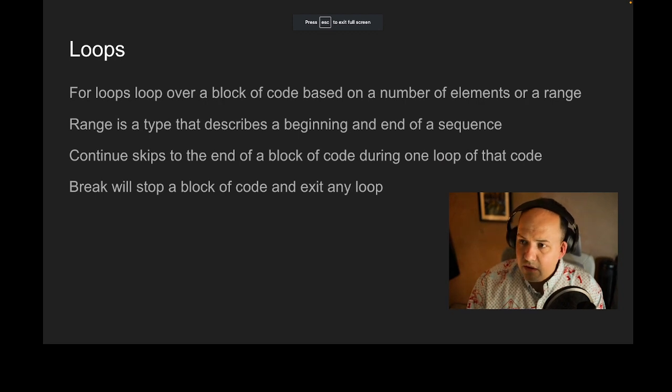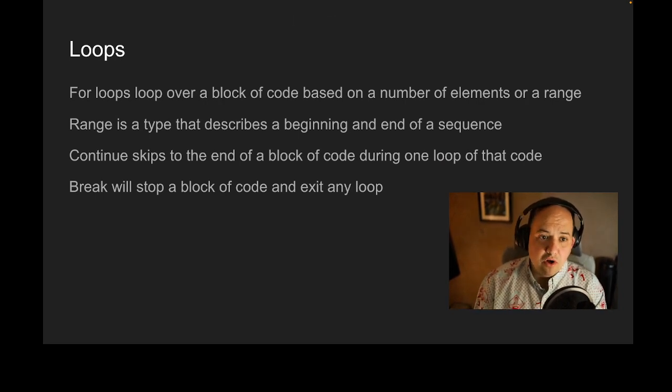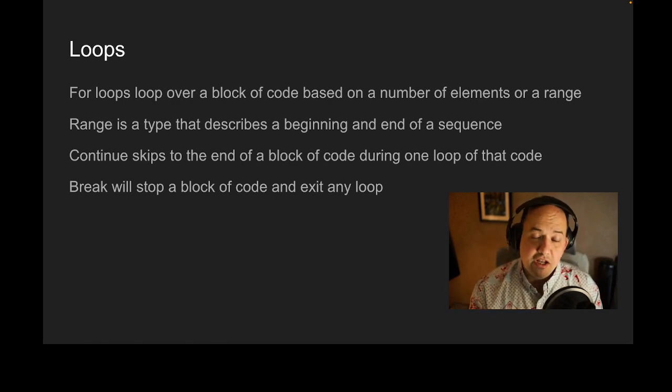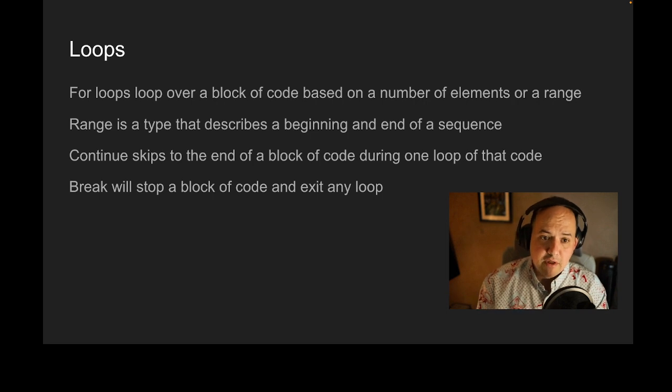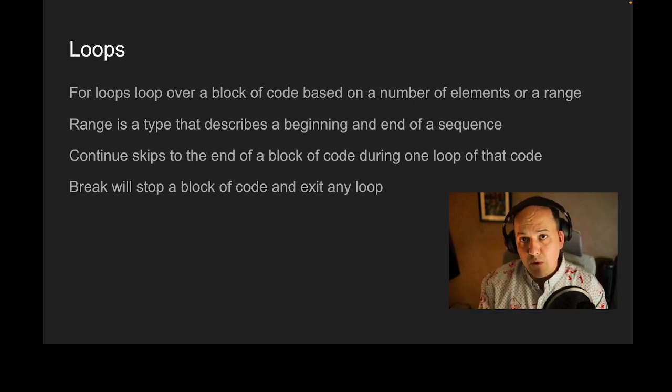Okay. So loops. For loops are loops that loop over a block of code based on a number of elements or a range. Specifically, a range is a type that describes the beginning and an end of a sequence, and describes that whole sequence by describing the beginning, the end, and how it iterates through that sequence. So a range would be 1 to 3 containing only integers, iterating by 1 each time.